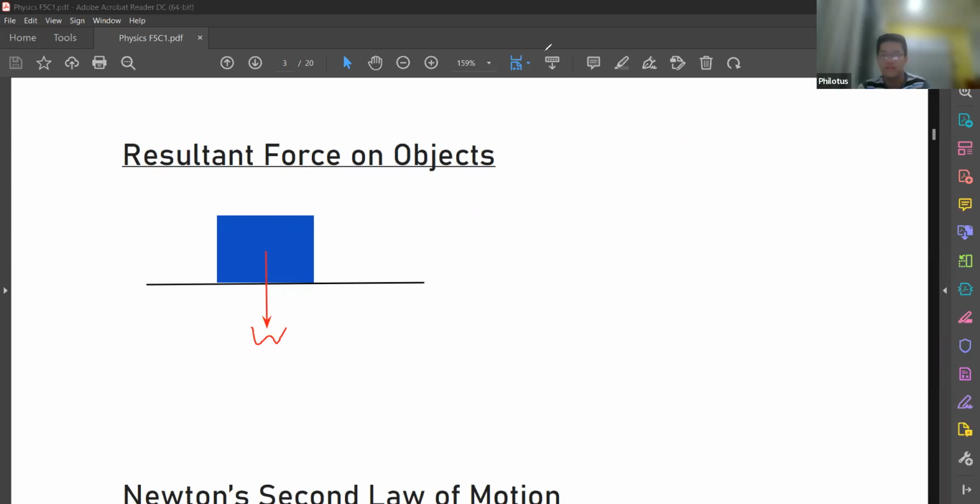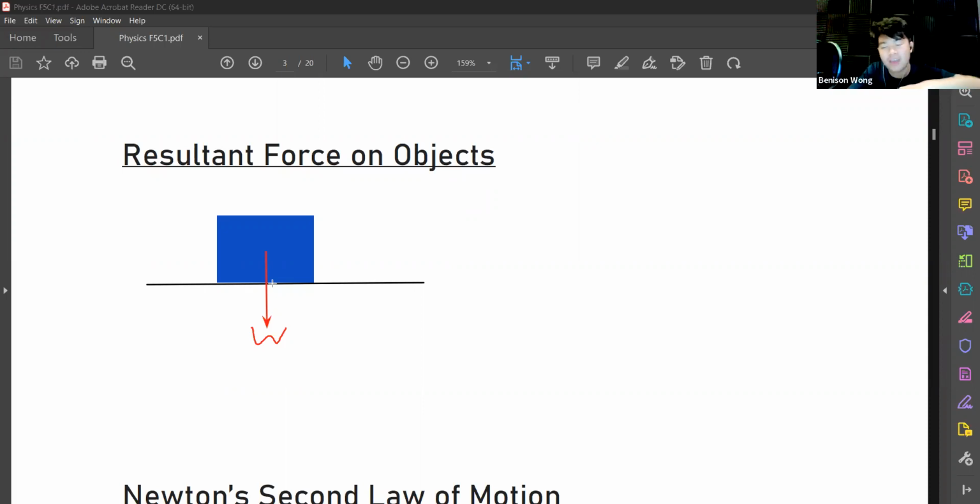Because the material of the soil is harder than the object? No. It's because when the weight is acting on the surface, it's exerting a force downwards, right? But it is not moving because the resultant force is zero. Why is the resultant force zero?